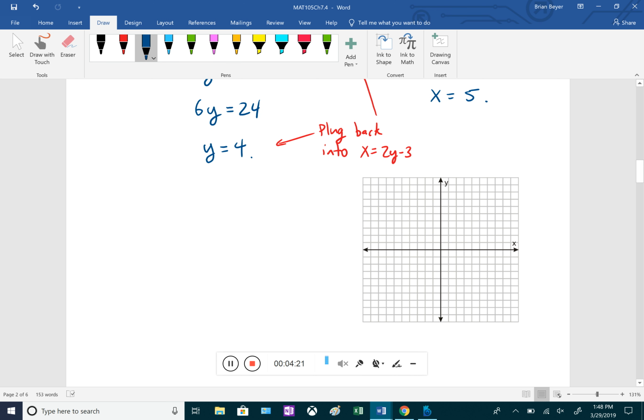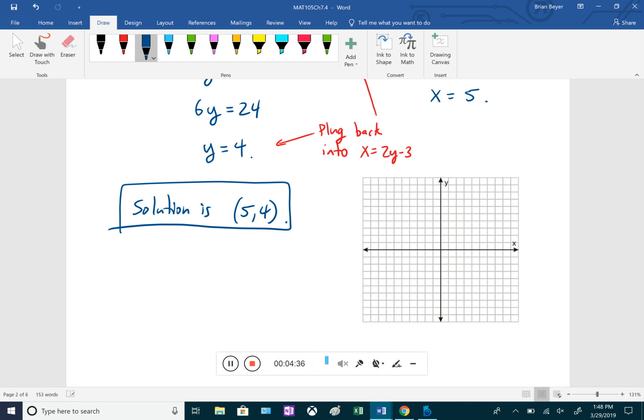So this is going to be our answer. The solution is x equals 5 and y equals 4, or we can think of it as the coordinate (5, 4). You could check your answer if you want by plugging both of those x and y coordinates back into the original equations and making sure that it works out.